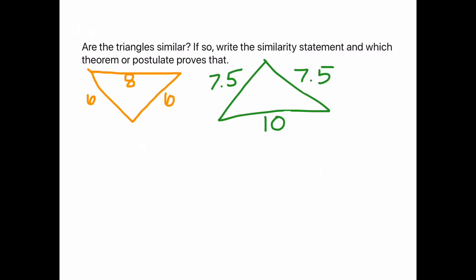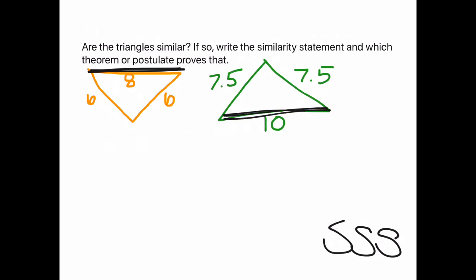Our next problem wants to know if the triangles are similar and why. So remember again, they've given us all three sides here. So we're looking at probably side similarity. We just have to make sure that the sides are proportional. So we can take the longest side of the yellow triangle and the longest side of the green triangle and form a proportion there, 8 out of 10, which reduces to 4 over 5.